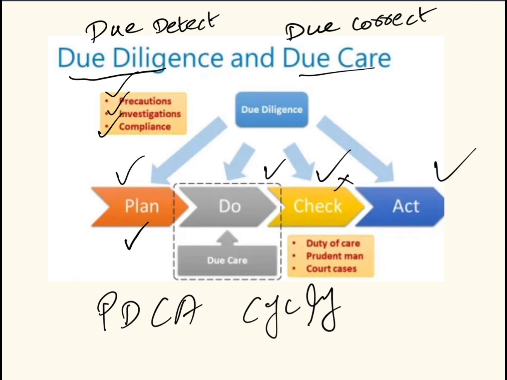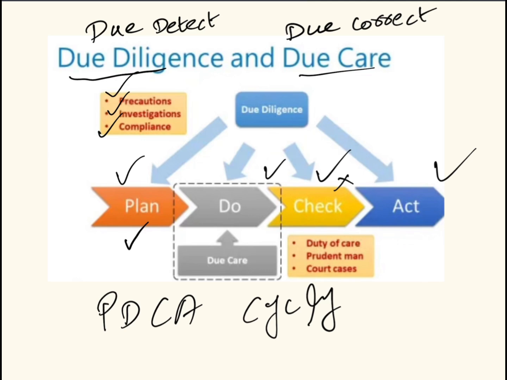Precaution means identifying risk before doing anything. Investigation means evaluating options, vendor systems, right? Compliance means understanding what laws or standards you must meet. Example: before purchasing a new cloud service, you assess its security, privacy, certification, and legal implications.